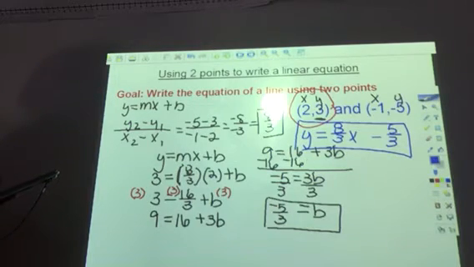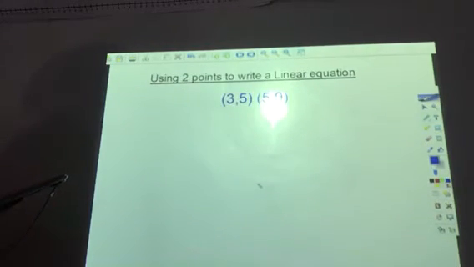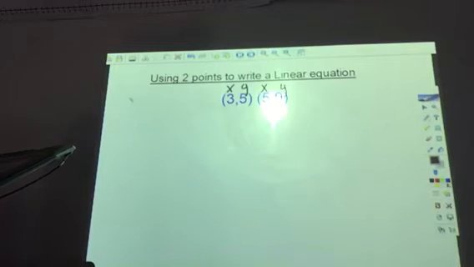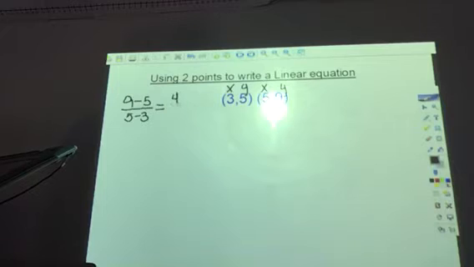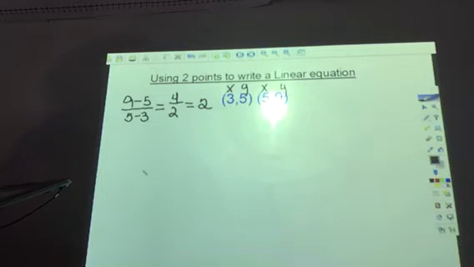Now, my next example is (3, 5) and (5, 9). So here again, I'm going to start by labeling my points to help me better identify what my x and my y values are. And I'm going to start by finding the slope. So this is 9 minus 5 over 5 minus 3. 9 minus 5 is 4. 5 minus 3 is 2. 4 over 2 simplifies to 2.